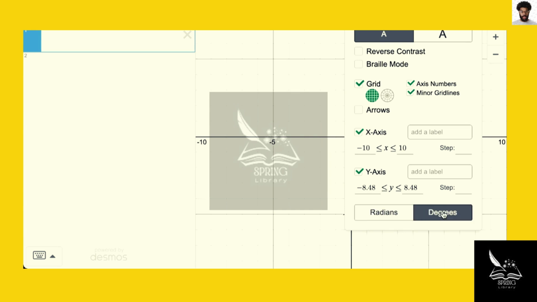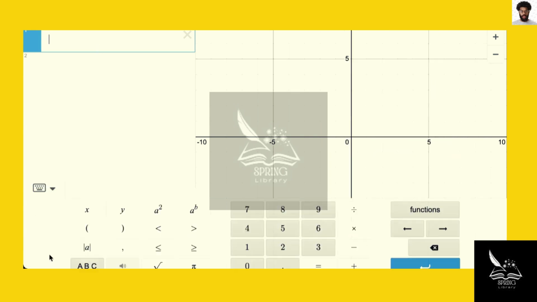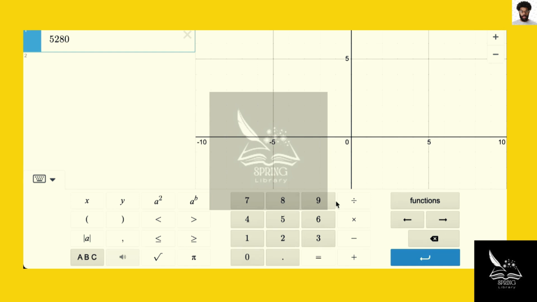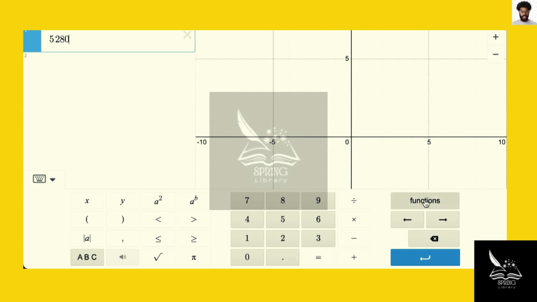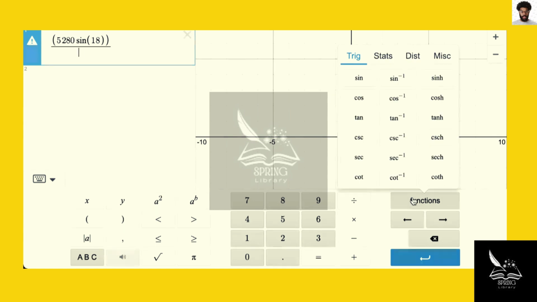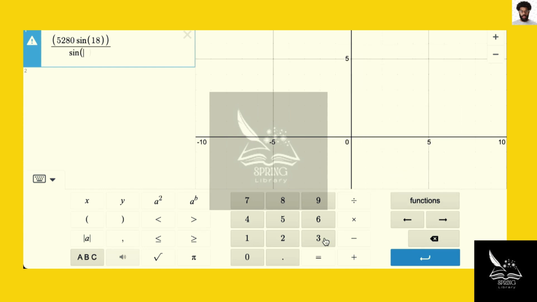Okay. And that was 5280 times the sine of 18 degrees divided by the sine of 3 degrees. And so we get 31,176.